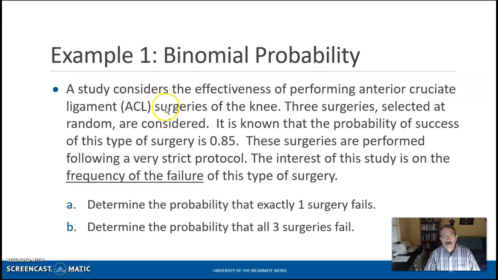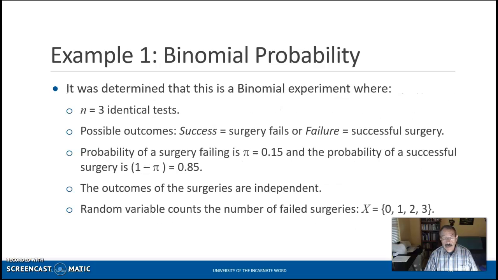And in here, as we saw before, we're considering the effectiveness of performing an anterior cruciate ligament surgery of the knee. We know that 3 surgeries were selected at random. The probability of success of this type of surgery is 0.85, the surgeries are performed following a very strict protocol, and the interest in this study is the frequency of failure. So they're asking us to determine the probability that exactly one surgery fails and the probability that all 3 surgeries fail.